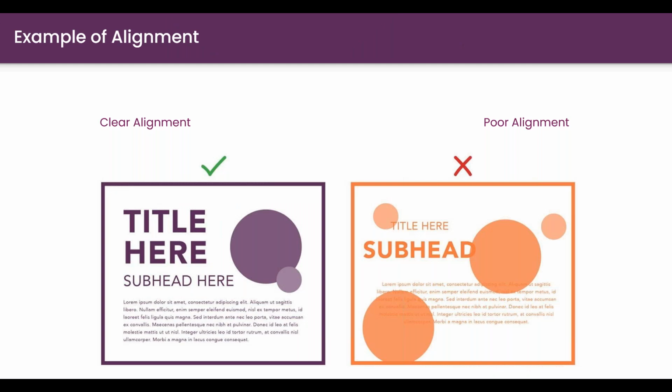So that's contrast. Sorry if I'm making you dizzy. Here's alignment. Is this the one you were looking for? Yep, this is perfect.